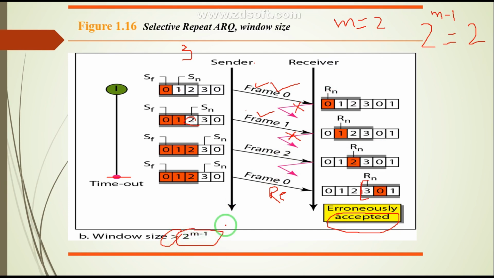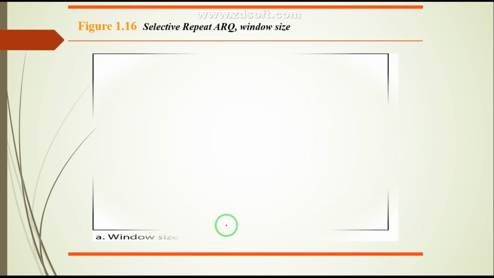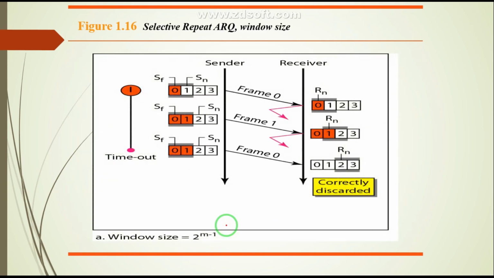So in order to overcome this disadvantage, now we are going to see this example by keeping the window size equal to 2 raised to m minus 1, that is 2. So m over here is equal to 2.